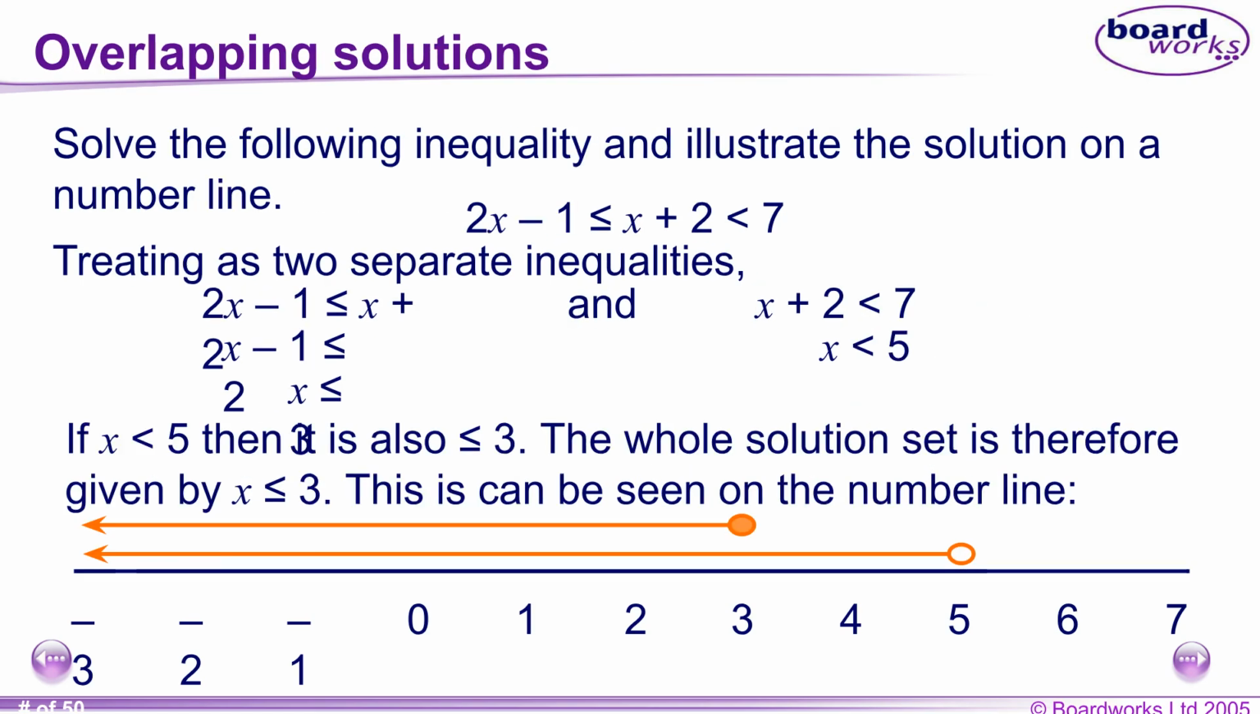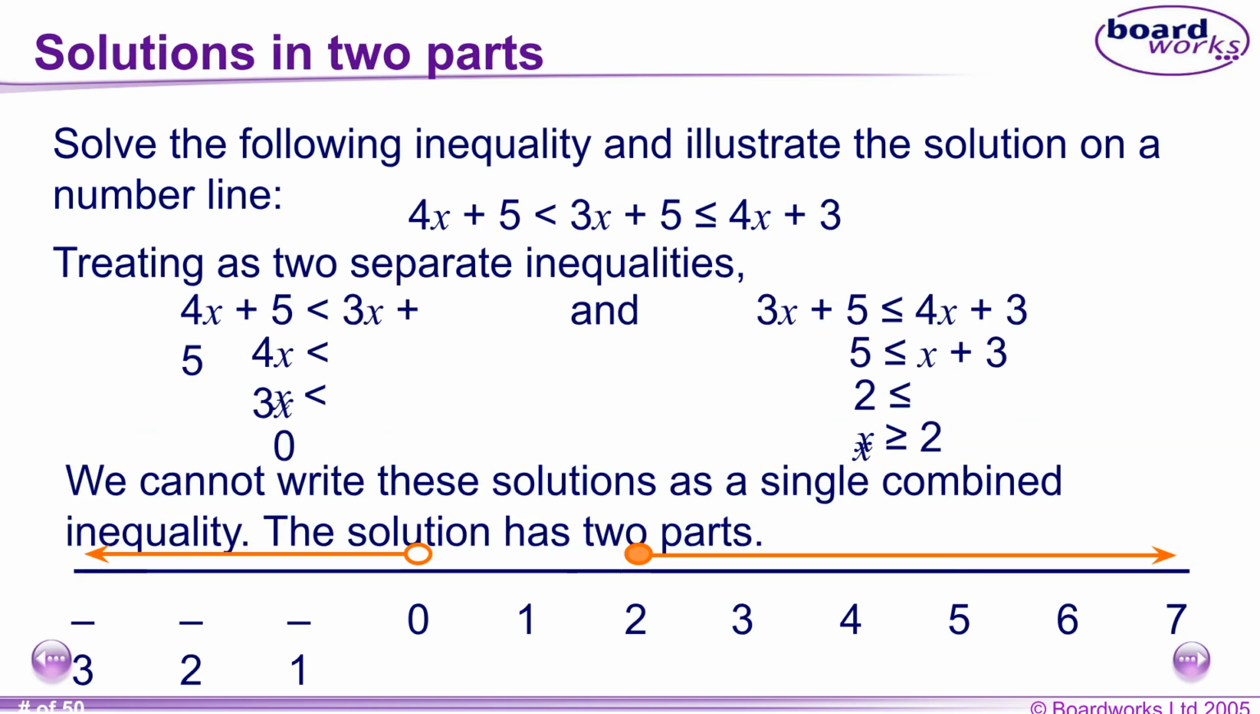To solve 2x minus 1 is less than or equal to x plus 2, which is less than 7, treat it as two separate inequalities. The first gives x is less than or equal to 3, and the second gives x is less than 5. If x is less than 5, it is also less than or equal to 3. Thus, the whole solution set is x is less than or equal to 3, as shown on the number line.